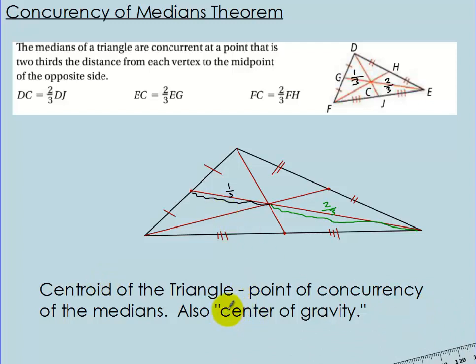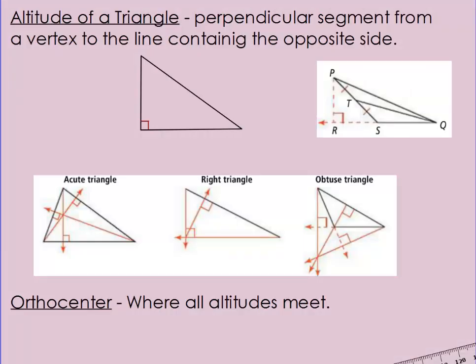If you had a shape or a block in the shape of this, and you held it on your finger at that point, it would balance perfectly right there. So it's kind of neat. Another part of this is altitude of a triangle.